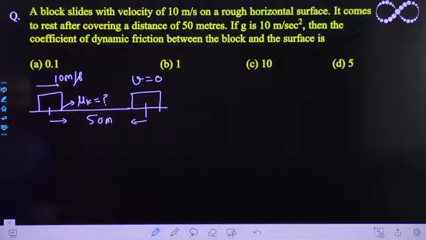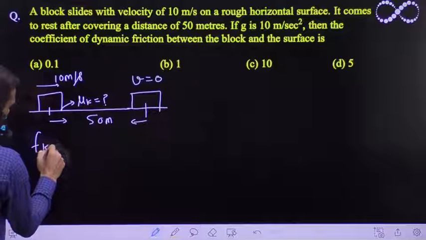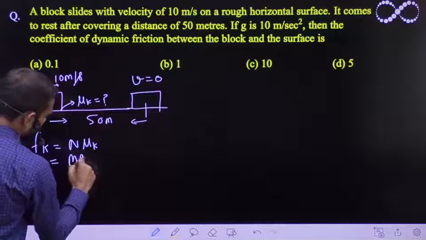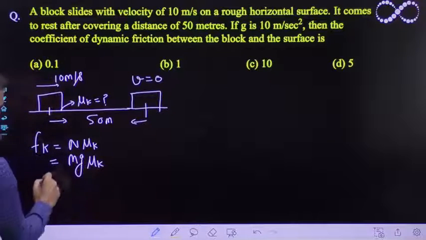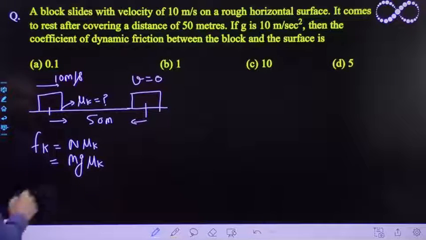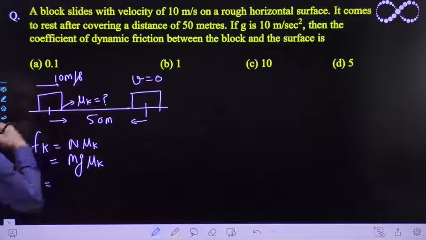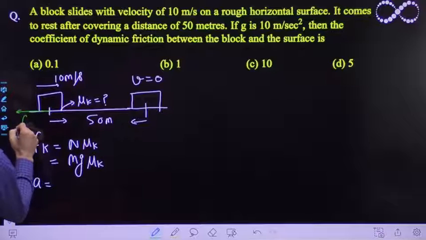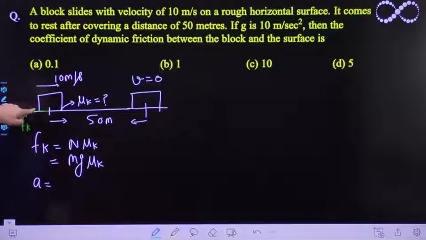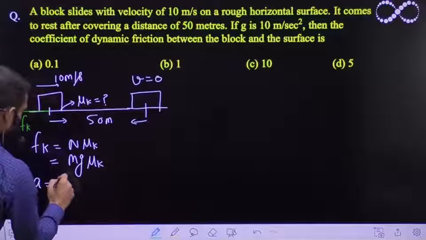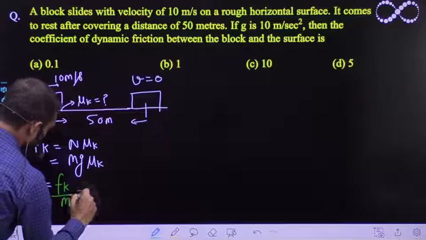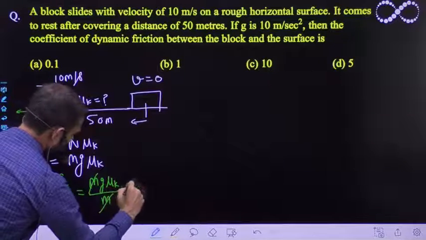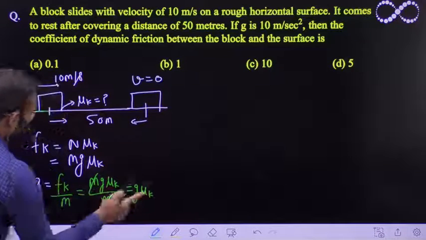So let us see how much friction will act here. Fk will be N into mu k, and the value of N is nothing but mg, so Fk is mg mu k. Since the block is moving in the forward direction, the friction will act in the backward direction. In the horizontal direction only one force is there, that is Fk. So the acceleration will be Fk upon m, that is mg mu k upon m, which is equal to g mu k.